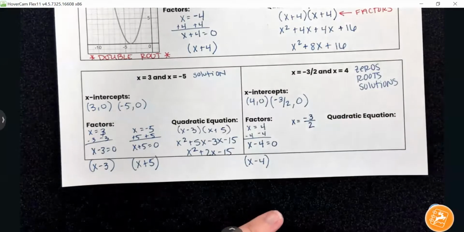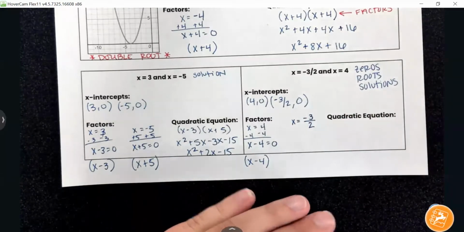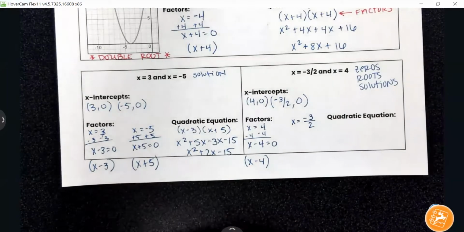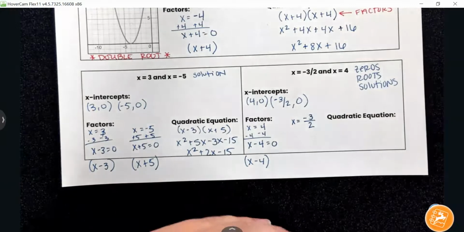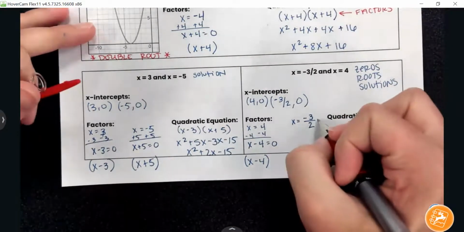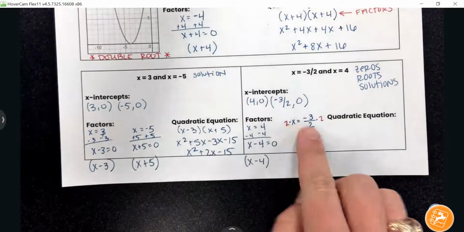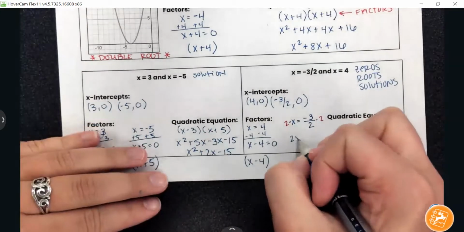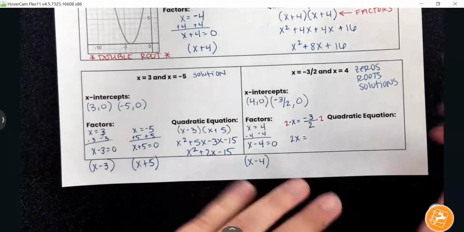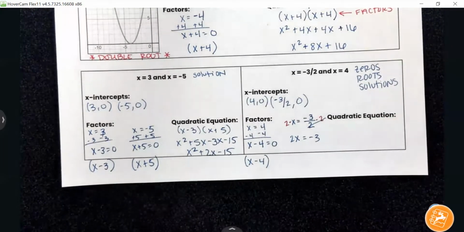-3/2. How do I say that mathematically correct? -3 and then what? Divide by 2. How do I undo divide by 2? So I'm going to multiply both sides by 2. What is 2 times x? 2x. What's left over on the right side? The -3. Well, now that looks a little easier.